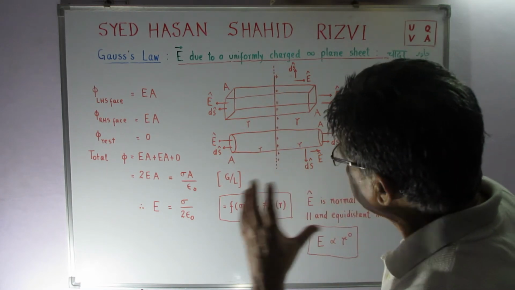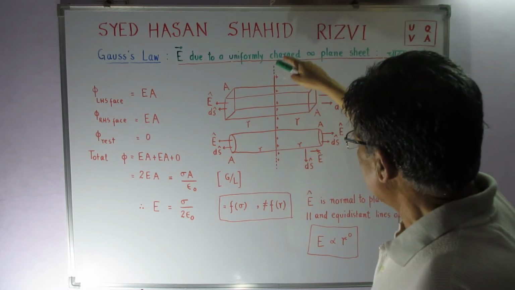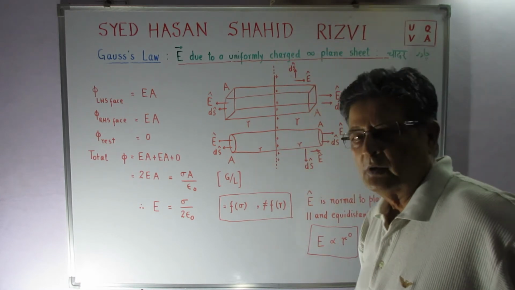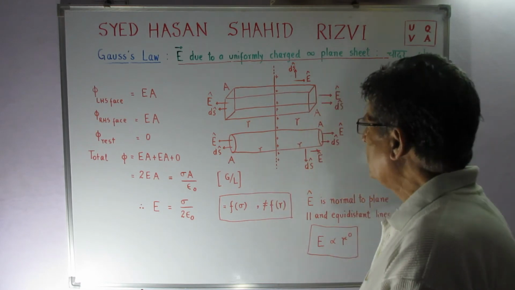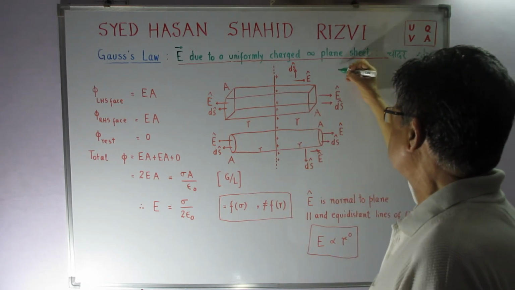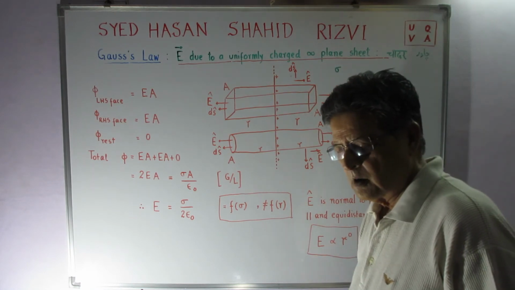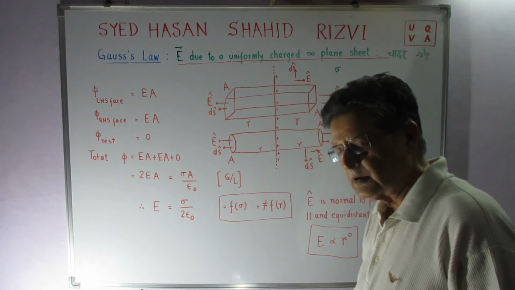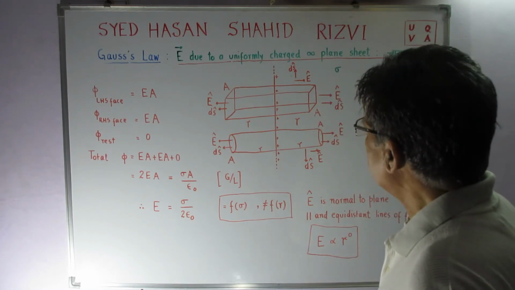Just imagine that this is a sheet made up of positive charges with the charge density sigma coulombs per meter square. You understand that?